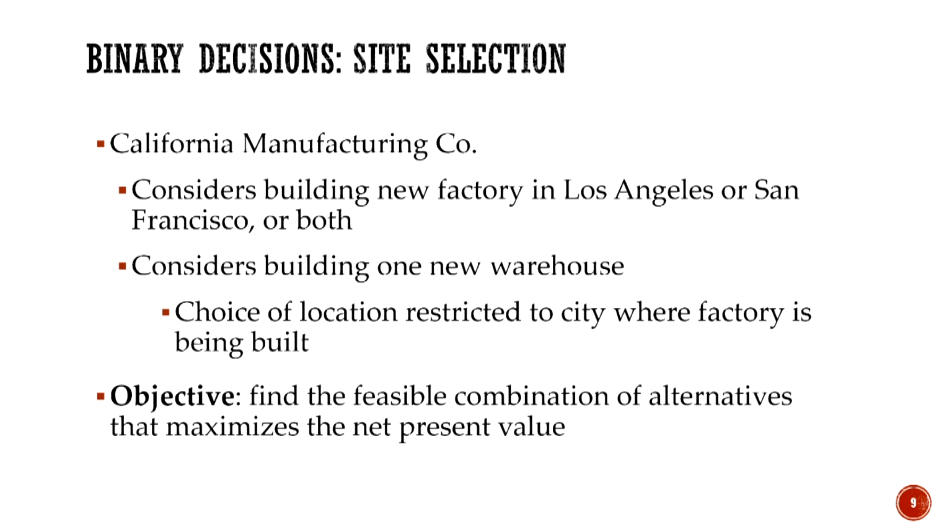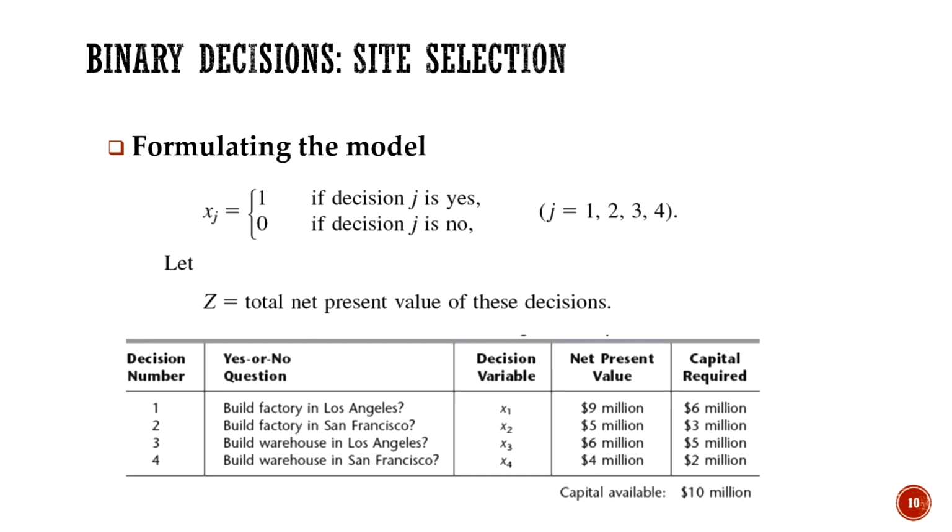This company is also considering building one new warehouse. Choice of location is restricted to the city where the factory is being built. It means that if we want to build the factory in Los Angeles, then the warehouse should be located in Los Angeles. The objective is to find the feasible combination of alternatives that maximizes the net present value. It means that we need to have some input parameters to formulate the model.